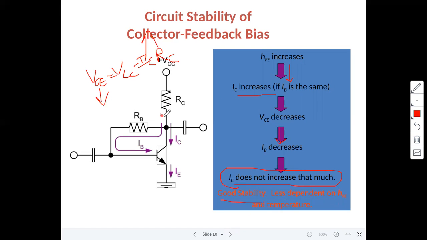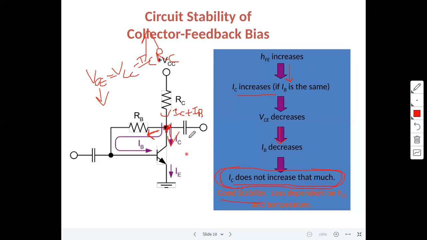Or otherwise, what is the current flowing through the resistor? It is equal to IC plus IB. As temperature increases, the current IC increases, and the base current decreases. Apply KCL at this node: IC plus IB is equal to IC plus IB. IC increases, IB decreases. IB decreases, then IC also decreases, so there is a compromise, and IC does not increase that much.